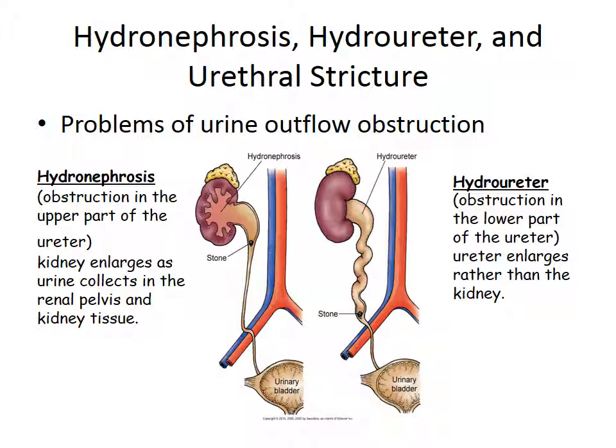A hydroureter is an obstruction in the lower part of the ureter, where the ureter enlarges rather than the kidney. You can notice the stone is down lower in the ureter, and what's happening here is that the stone obstructs flow and the ureter enlarges.